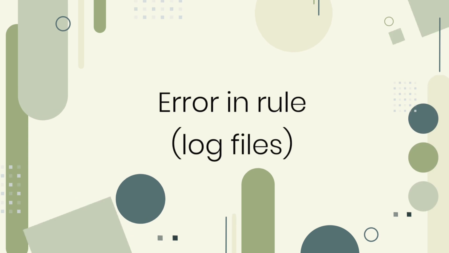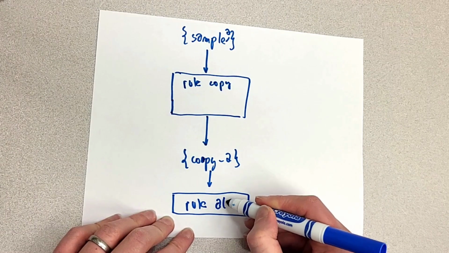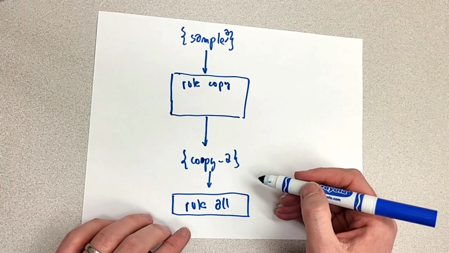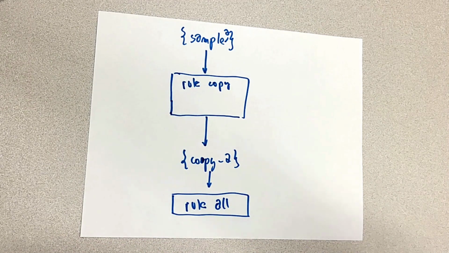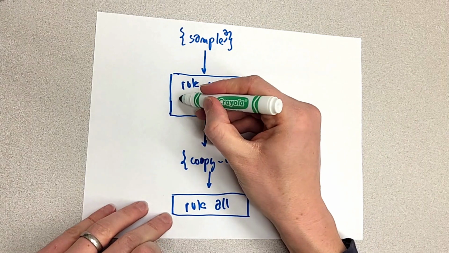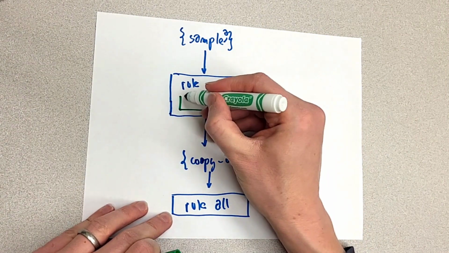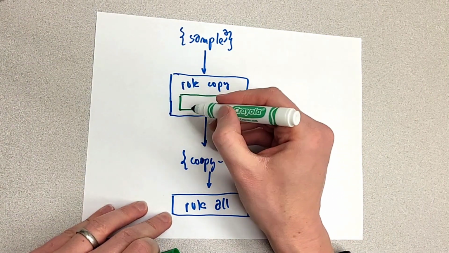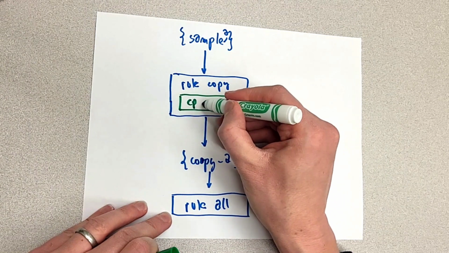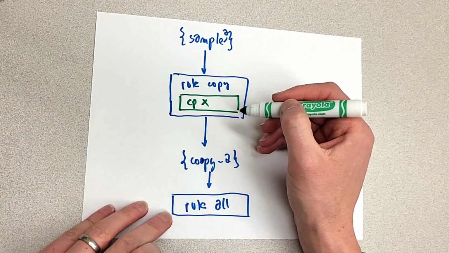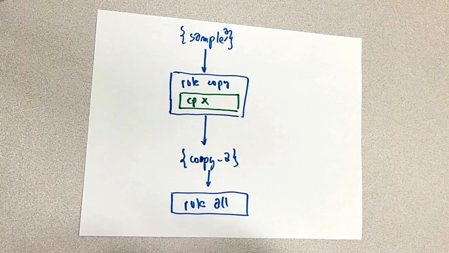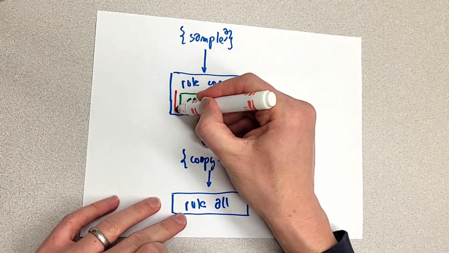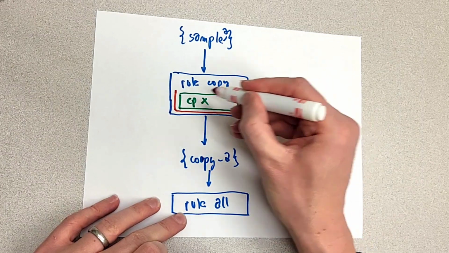Right, and finally let's move to the error within the rule. In this case, the pipeline is well formed, and when we run the command within the rule copy, in this case the cp command, this doesn't work. Here we add a variable x after cp that will break it, so we will have an error message, and this will generate a log file.